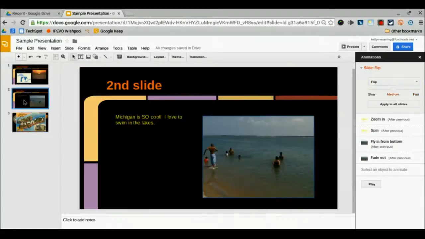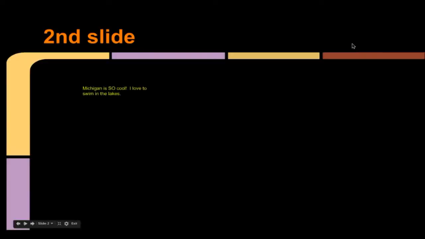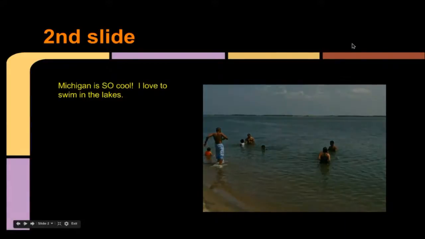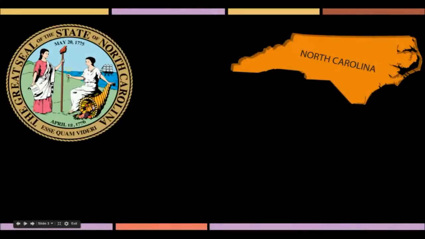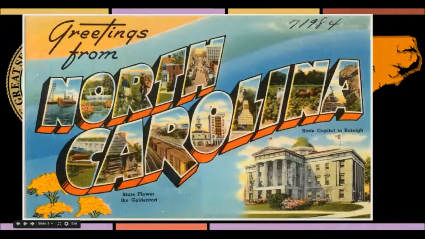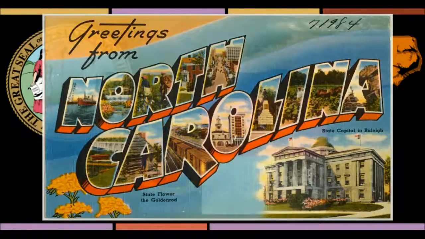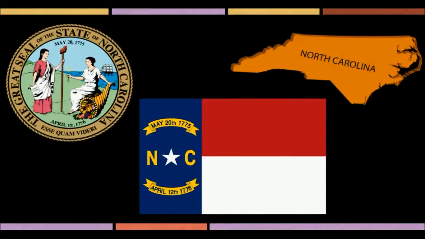We'll start at the second slide this time and present. There's some of our animations, and now we're going to go to the next slide, and there we go. All About North Carolina, spinning, and eventually it's going to fade out. So as you can see, there's lots of different things that you can do for animation purposes using Google Slides.